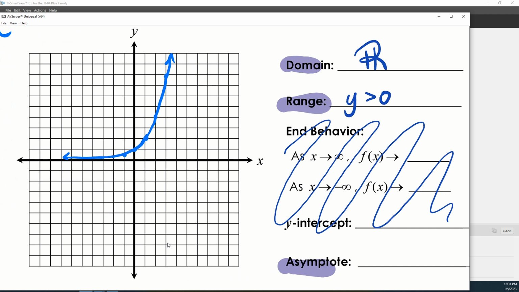Right, and then the asymptote is going to be the line where it goes flat. So where does this one go flat? 0. Good. So it's just going to be y equals 0. These two should always be the same number. All right, so what questions do you guys have so far?